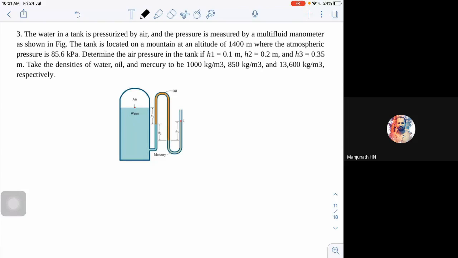Okay. Now look at this particular problem. The water in a tank is pressurized by air, and the pressure is measured by a multi-fluid manometer as shown in the figure.